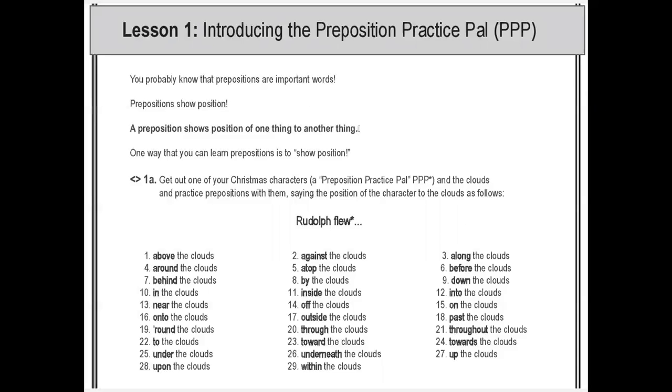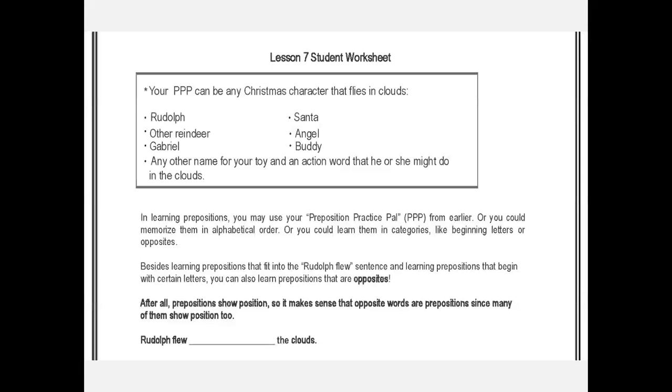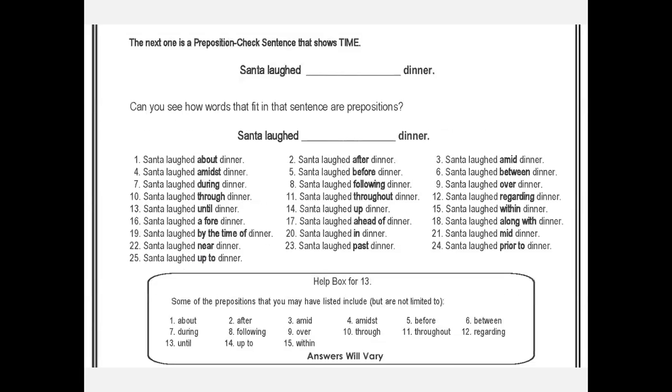This is introducing the Preposition Practice Pal. So again, they're going to grab their Preposition Practice Pal, whether it's a reindeer or something else. I'm not sure why I didn't put that at the beginning of this. I'm going to go back and show that to you.